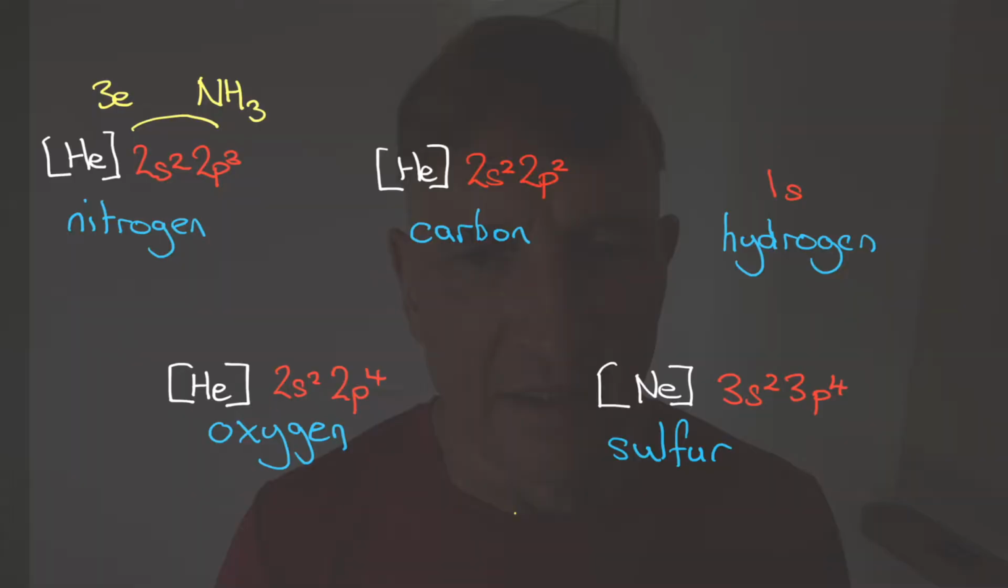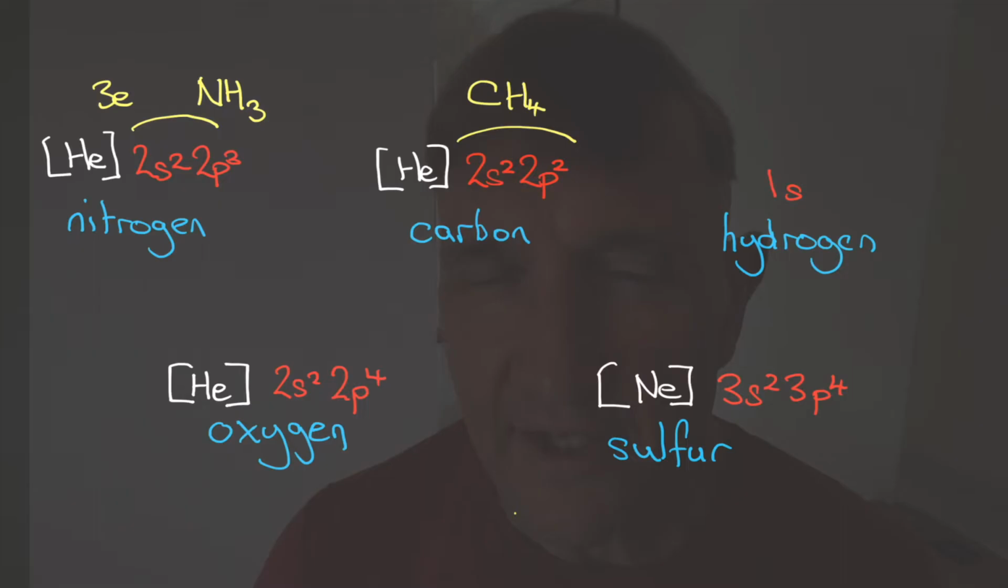Carbon also has a filled 1s level. 1s2, that's helium. And then in the second shell, it has 2s2, 2p2. That's 4 electrons total. It needs 4 more to make an octet. And it can get them by sharing with 4 hydrogens. And that's why methane is CH4 and not CH3 or CH5.